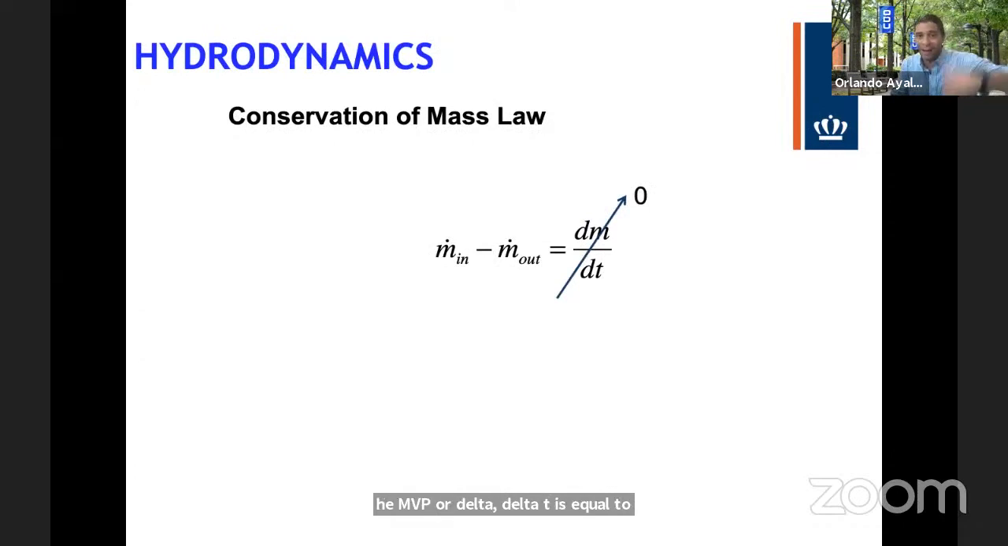Therefore, in my class, and to be honest, in most of the applications in the industry, we assume there is no accumulation. That is not 100% true for anything, but for a lot of the fluid mechanics applications, we assume that there is no accumulation. This is something that we call a steady state. So if that's the case, then m dot in is equal to m dot out.